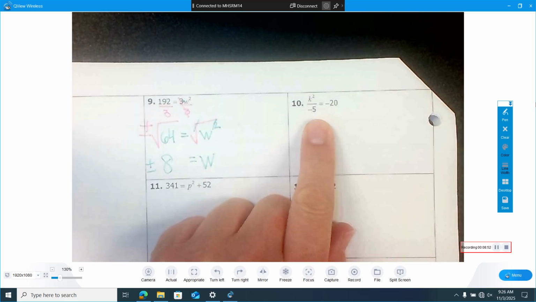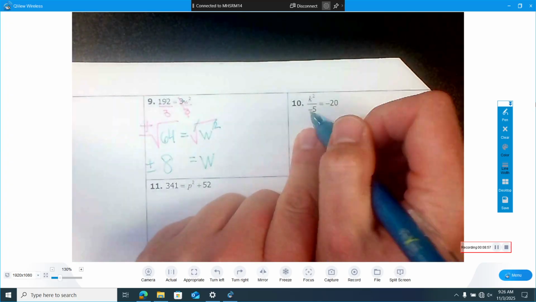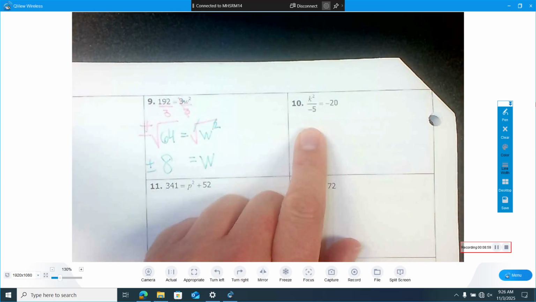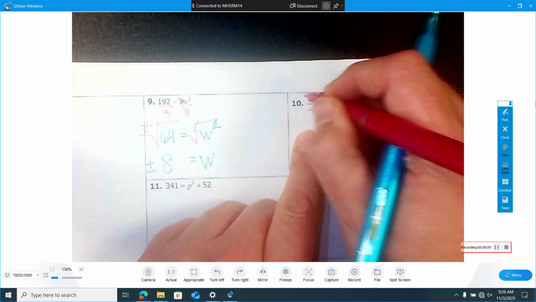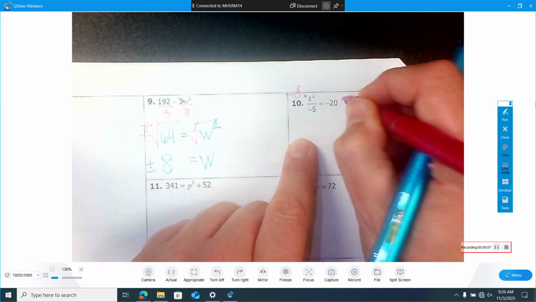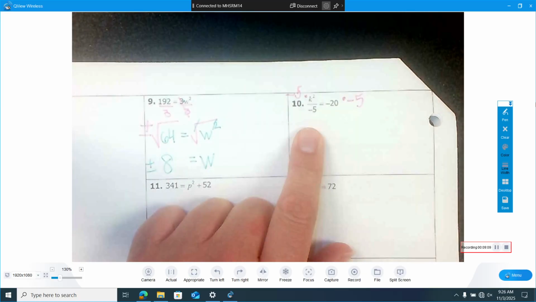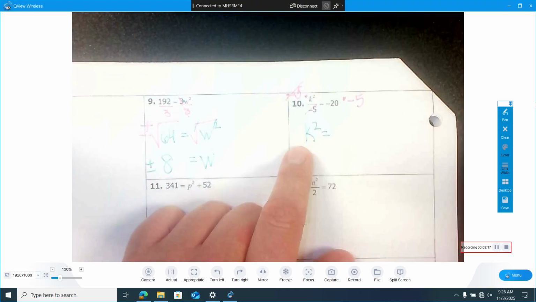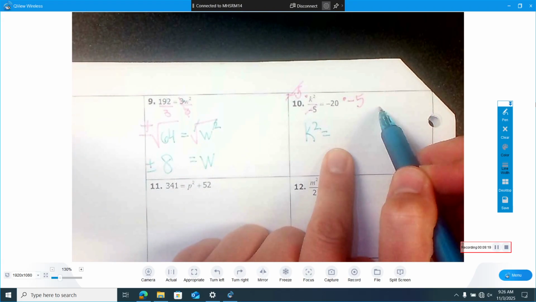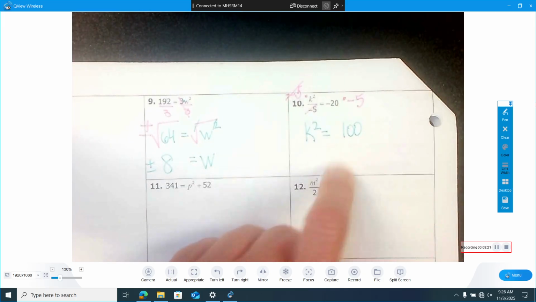Let's see. On number 10, this says k squared divided by negative 5 equals negative 20. What are we going to do here? Times by negative 5. Very good. To get rid of divide by negative 5, we're going to times both sides by negative 5. So times by negative 5 and divide by negative 5 undo one another. That leaves me with k squared equals, what do we get on the right-hand side? 100. Very good.